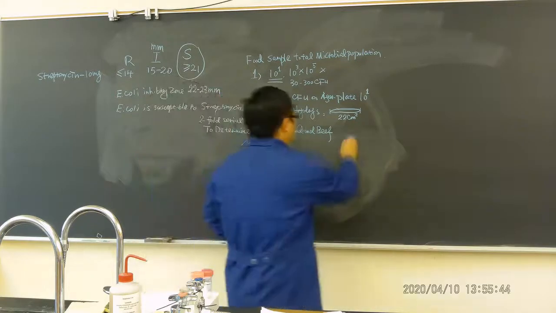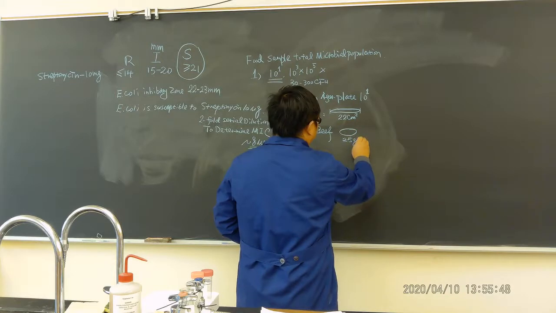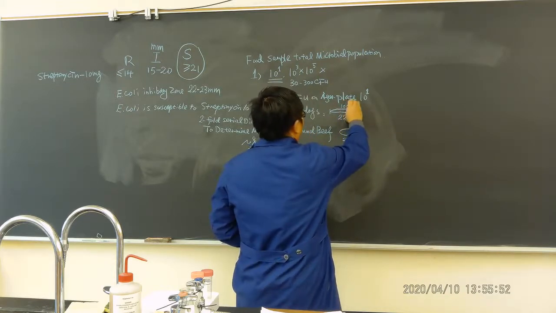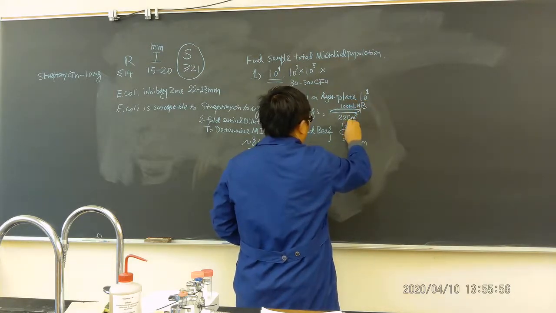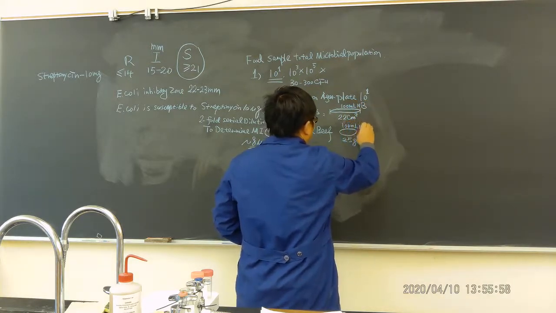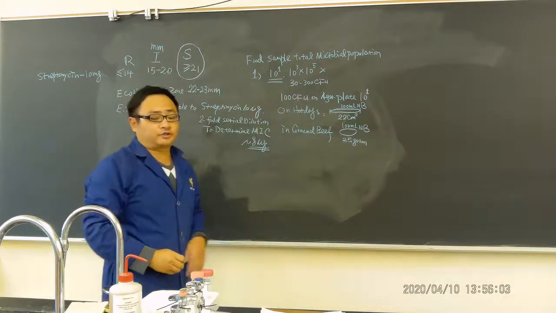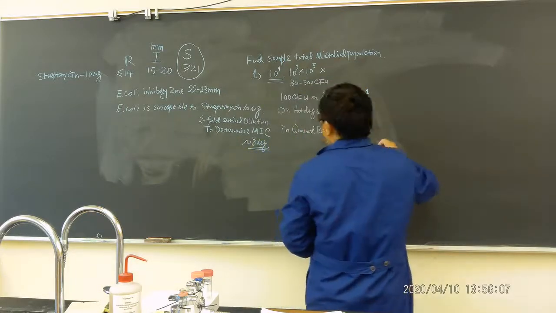Okay, now the ground beef, of course, when we did it, is approximately 25 grams. All of them are immersed in 100 ml nutrient broth. This is also 100 ml nutrient broth. So the calculation is actually a little bit different. So let's do the hot dog first. How do we do a hot dog?